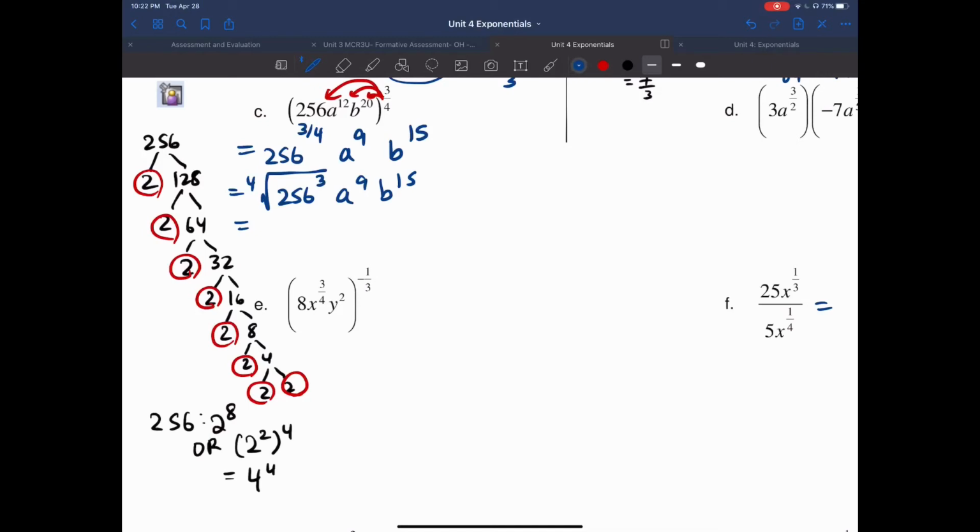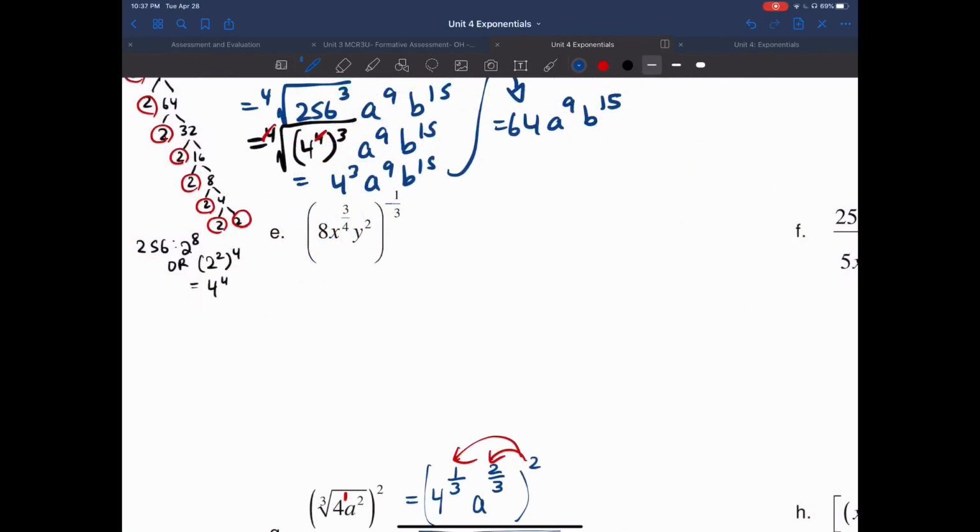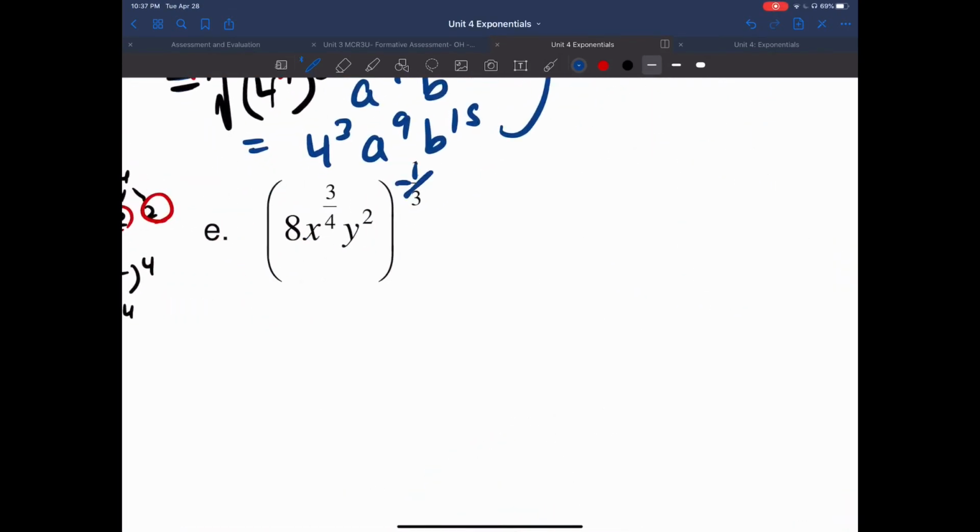And so I'm going to rewrite this so that I get, it's my black line step, my optional step to help you visualize what's going on, that I have 4 to the exponent 4, to the exponent 3, all over the 4th root of 4, and then I have the rest, a to the 9, b to the 15. That's going to cancel out, and therefore I have 4 cubed a to the 9 b to the 15, and 4 cubed is equal to 64 a to the 9 b to the 15.